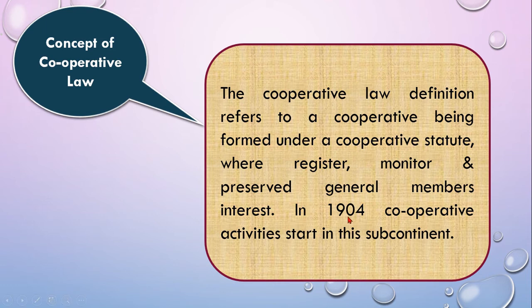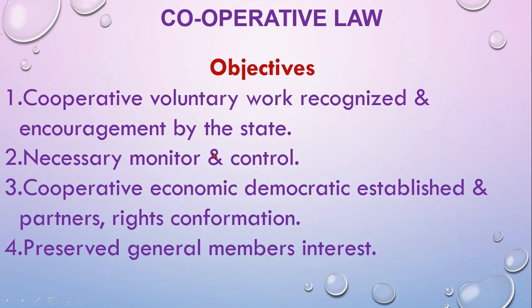In 1904, cooperative activity started in this subcontinent. So what are the objectives of cooperative law? First, cooperative voluntary work is recognized and encouraged by the state. So the state should encourage the voluntary work of the cooperative, as well as encourage the people of the cooperative to volunteer.